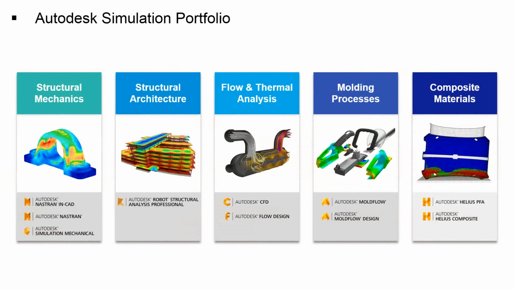So, from a simulation point of view, Nastran's falling over in the structural mechanics end of things. Simulation Mechanical's been on the market for a while. This is Nastran's much newer. What's not listed here is Inventor Professional with its built-in finite element analysis capabilities. Also the dynamic analysis capabilities in there.